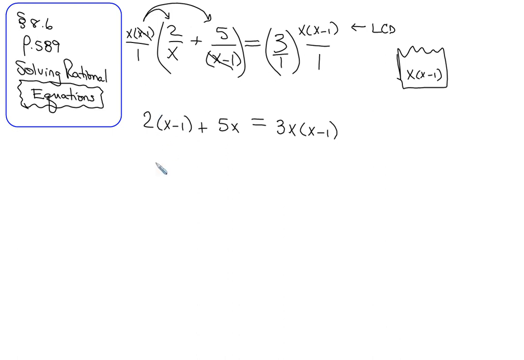Now what we would do is we would distribute, and we get 2x minus 2 plus 5x equals 3x squared minus 3x. And now notice I have x squareds and x's, so I'm going to have to collect everything on one side. And what this is eventually going to give you is 0 equals 3x squared minus 10x plus 2. What would you now do to try and solve this?